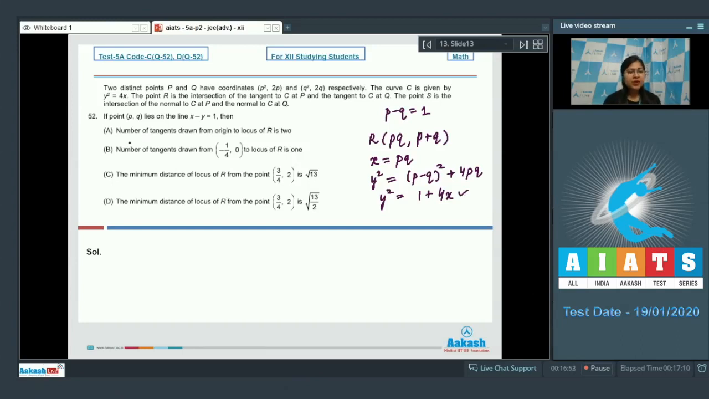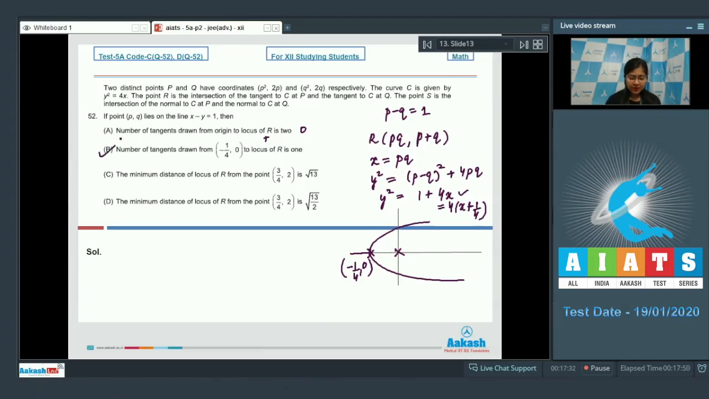Now option number A, number of tangents drawn from origin to locus of R is 2. Let's firstly draw the parabola. This is equal to 4 times x plus 1 by 4. So the parabola is something like this, where this point is minus 1 by 4, 0. So we can say that the number of tangents drawn from origin to locus of R is definitely 0. So this is incorrect. Number of tangents drawn from minus 1 by 4, 0, from the vertex we can draw one tangent that is parallel to the y-axis.